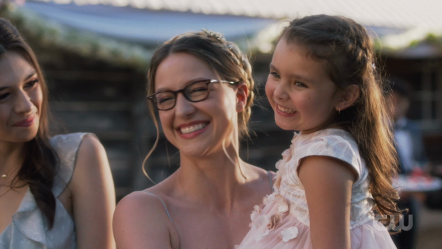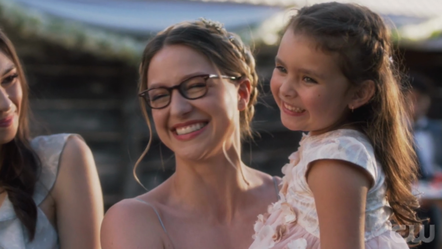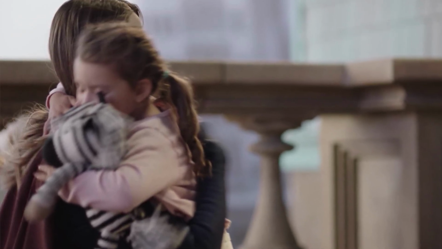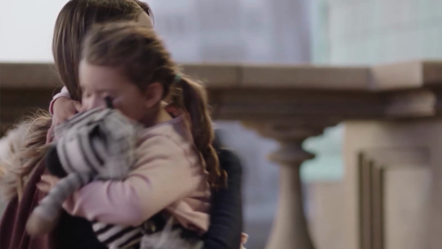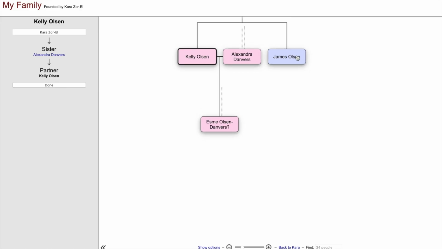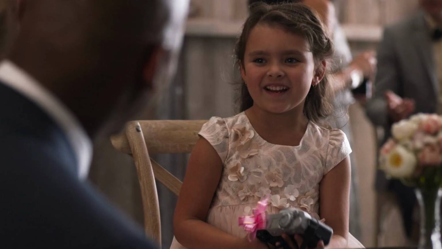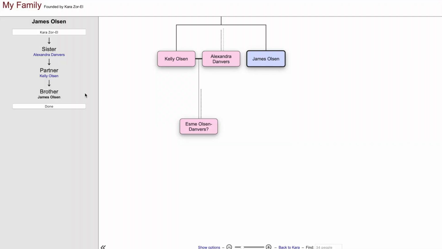Anyway, since Esme is the daughter of Kara's adoptive sister, Esme is technically Kara's adoptive niece. I don't know the logistics of that. Esme is Kara's niece. But Kelly over here has a brother, James Olsen. And while James and Kara used to date, they stopped. They still end up sharing a niece though, because Alex married James's sister. So they are connected by this. Kara's sister married James's sister, and now they are both aunt and uncle to Esme Olsen Danvers. How fun. They share a nibbling.